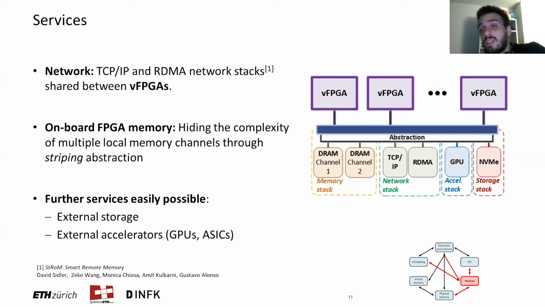Now, as mentioned, Coyote integrates high-performance 100G TCP/IP and RDMA network stacks. These are multi-tenant and are shared between all of the vFPGAs. And importantly, they abstract away the complexity of the physical network interfaces and provide much simpler, connection-oriented ones to the user logic.